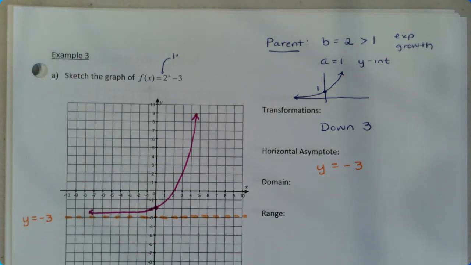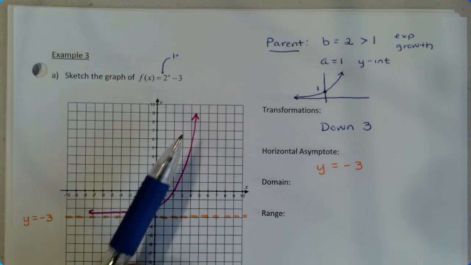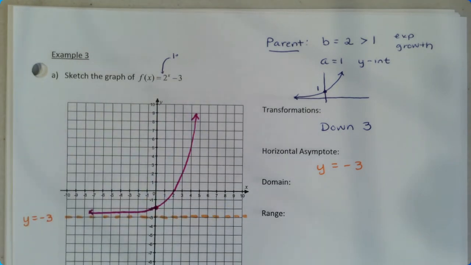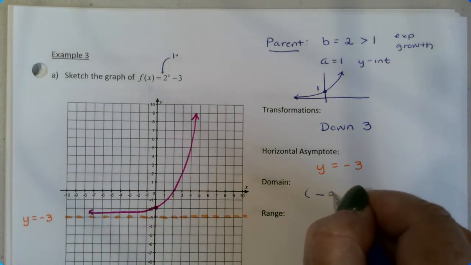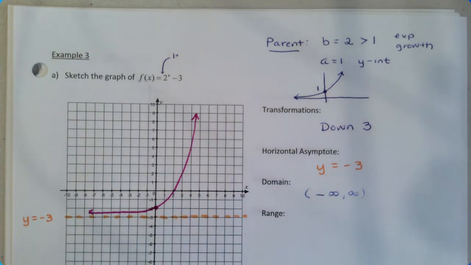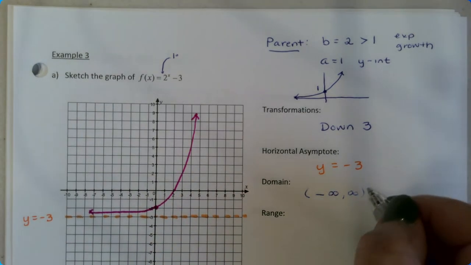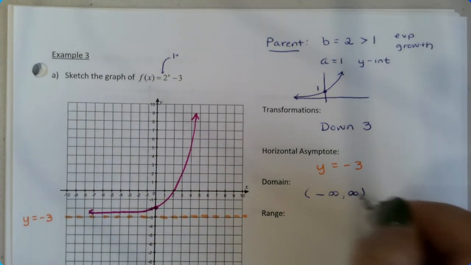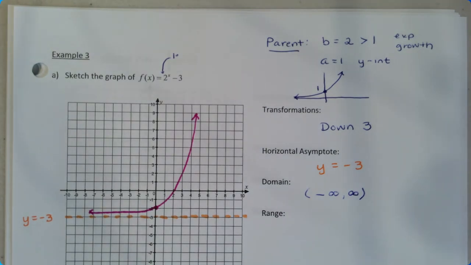Right. Domain and range. We haven't talked about those for exponential functions, so this is a good time to start. The domain here, this goes to the left forever, and although it's going up, it's also going to the right forever. So yet again, we have a domain that goes from -infinity to infinity. That is still not going to change. All exponential functions have -infinity to infinity as their domain.